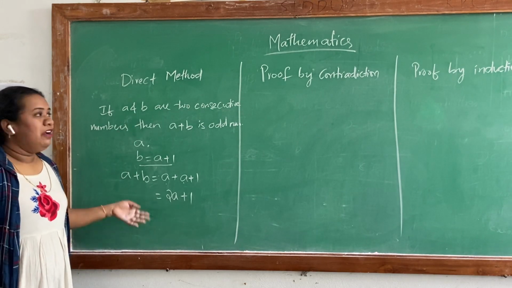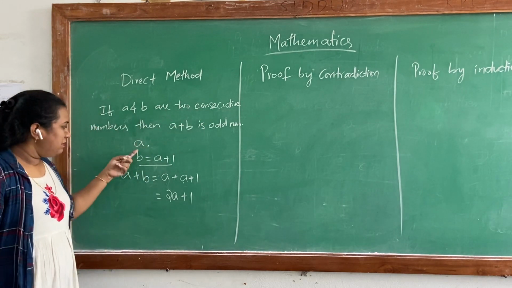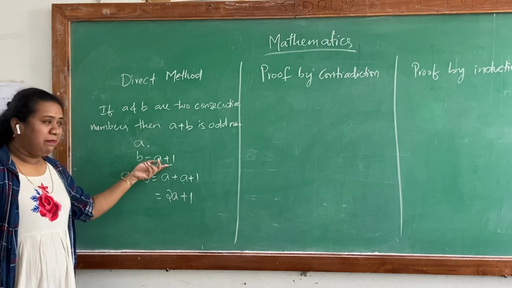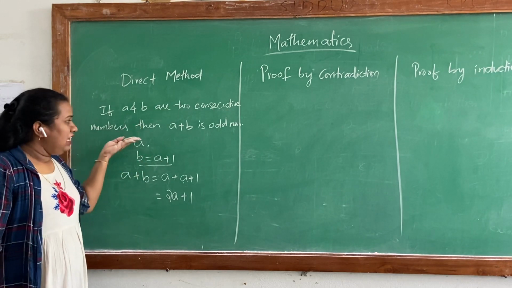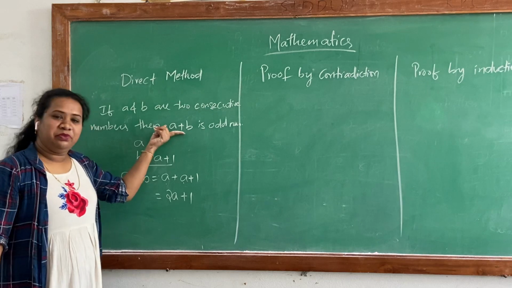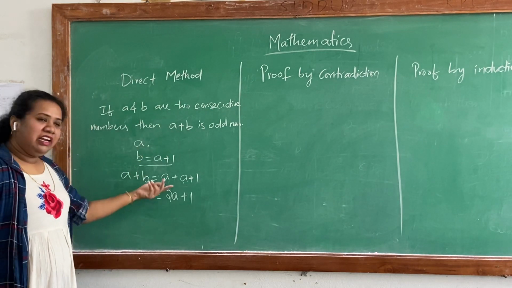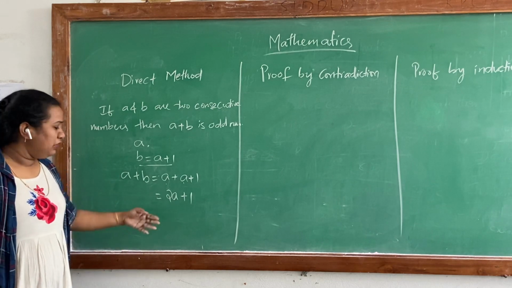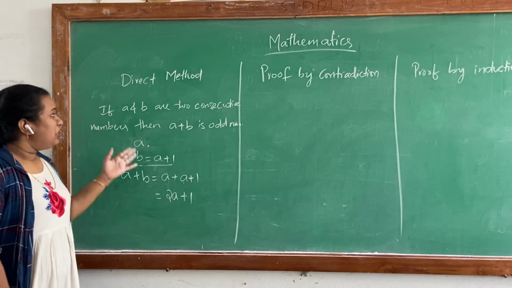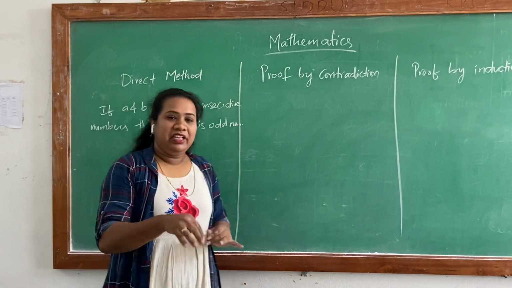See, very simple. We are using the definition of consecutive numbers by writing A comma B, where B is equal to A plus 1. Then we are just directly adding them. Whatever the theorem statement is that we need to prove, we are taking it and directly concluding it using the definition of odd number. So this is direct method. Mostly everything is like that.